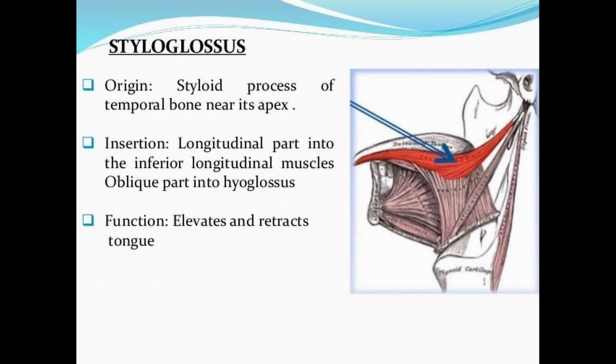Now the fourth one is the styloglossus muscle. As we discussed in the introduction part, it is from the styloid process. It takes origin from the styloid process of the temporal bone near its apex. As you can see on the diagram, this is the styloglossus muscle. It is inserted into the inferior longitudinal muscle by its longitudinal part, and the oblique part into the hyoglossus muscle, and the function of it is to elevate and retract the tongue.